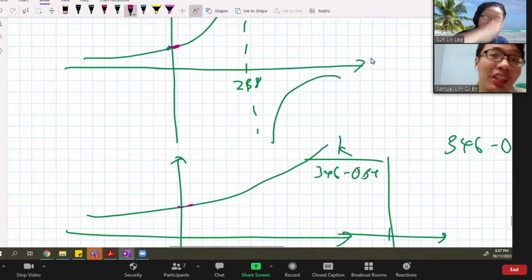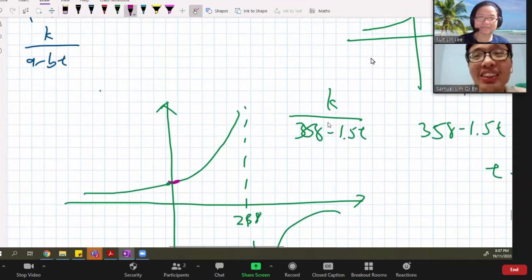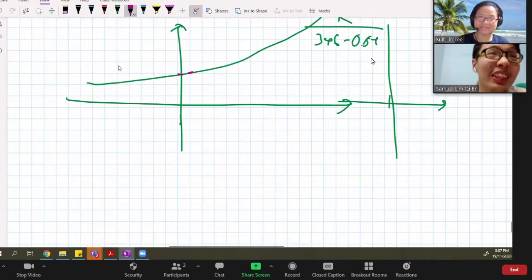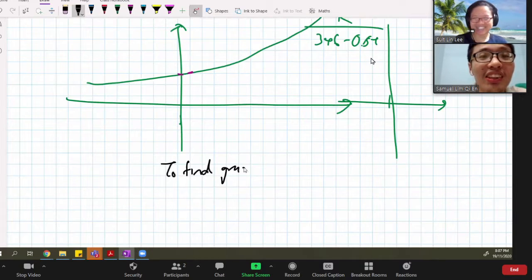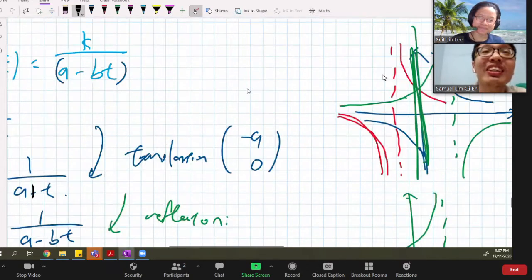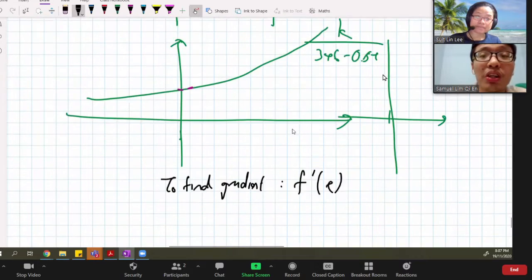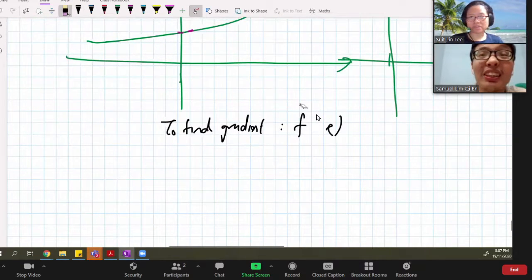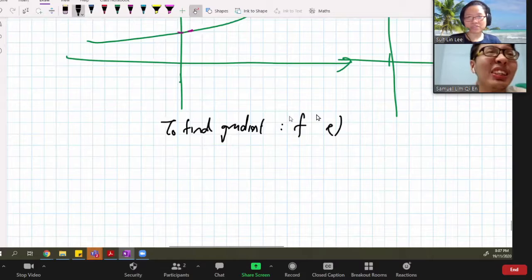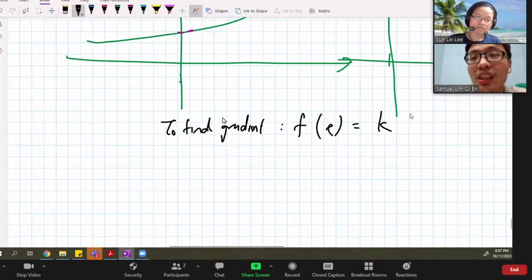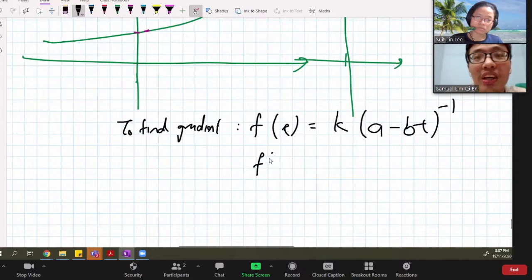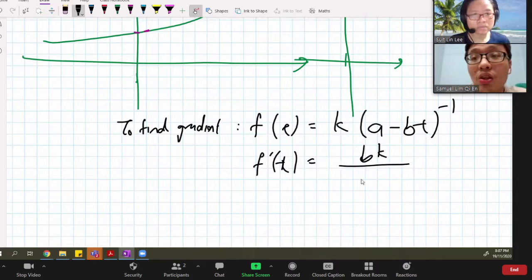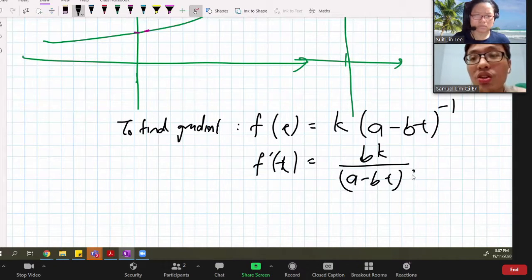But you can count the gradient, so differentiation if you want, to find the gradient and so on. This is all a lot of extra work already. So find f prime t, which I'm sure most of you know how to do. It's a pretty simple function to find the derivative. f(t) is k times (a minus bt) to the power of -1, so f prime t is actually bk over (a minus bt) squared.